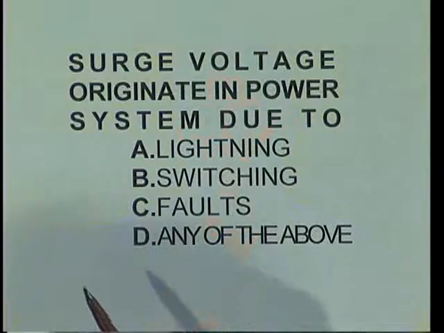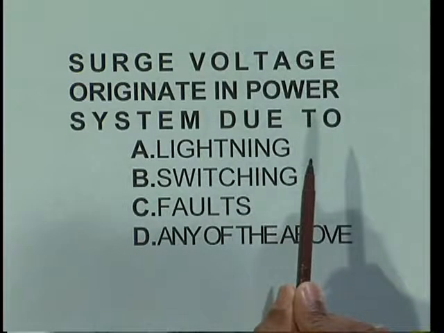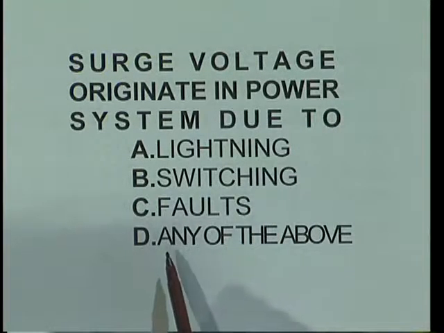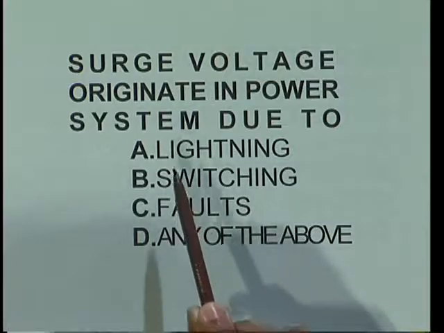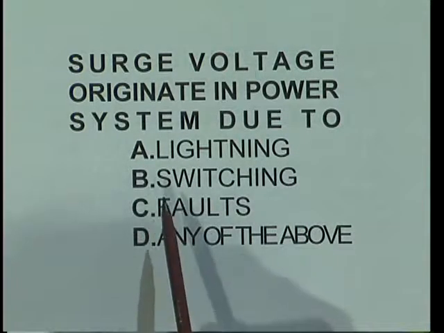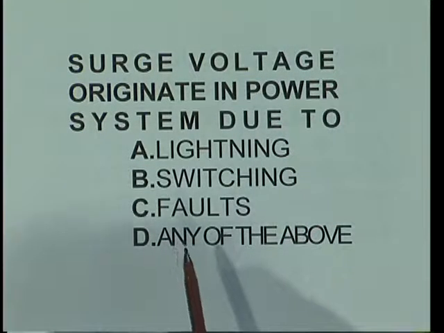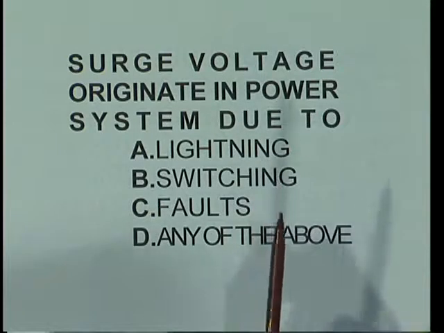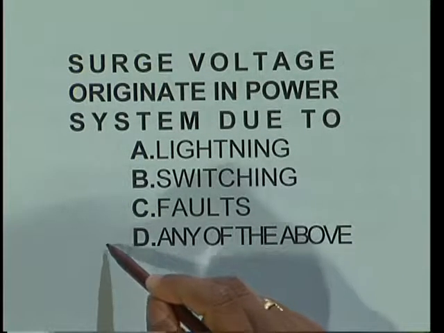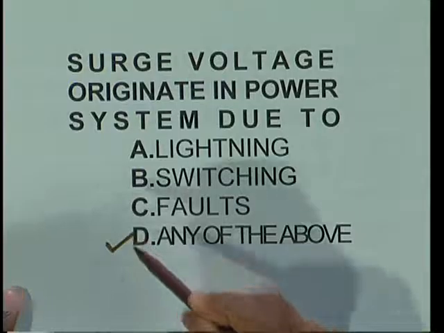Next, surge voltage originates in the power system due to any of the above. Due to lightning, over voltage is produced. Due to switching also, high voltage is produced. Due to faults also, high voltage is produced. So the correct answer is D, any of the above.